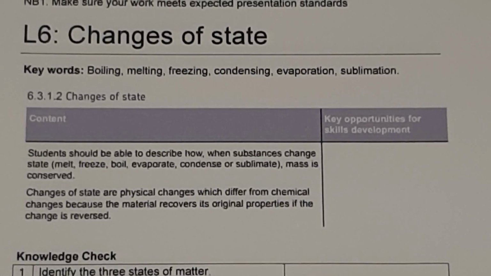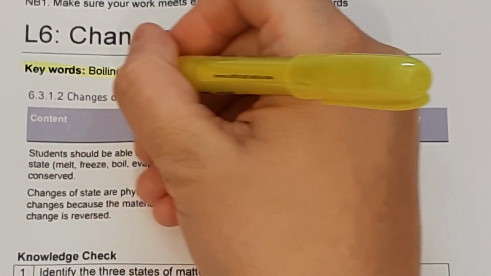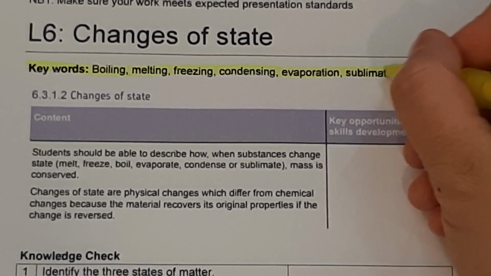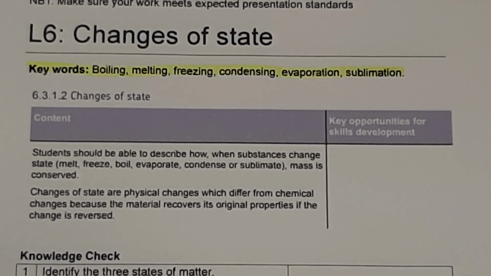Hello and welcome to GCSE Particle Model of Matter with Mrs. Castanera. We're on lesson 6, Changes of State. So our keywords for today's lesson are boiling, melting, freezing, condensing, evaporation and sublimation. And we'll know what all those words mean by the end of the lesson.